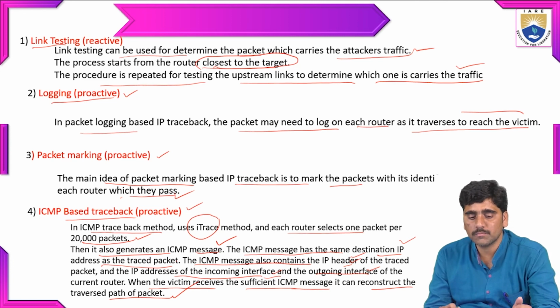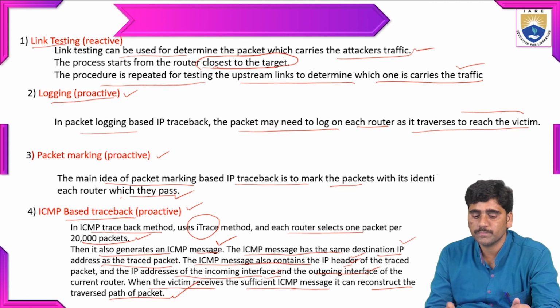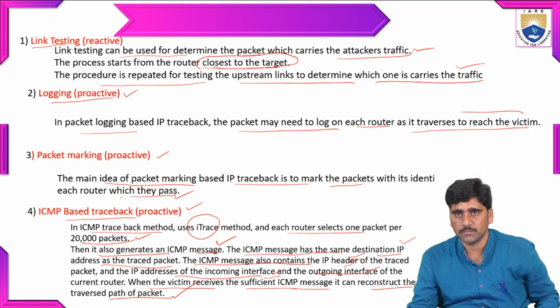And these are some common techniques. Link testing is a reactive mechanism, logging is a proactive mechanism, packet marking is a proactive mechanism, and ICMP based traceback is a proactive mechanism. So these are the different types of IP traceback techniques based on the reactive and proactive mechanisms.